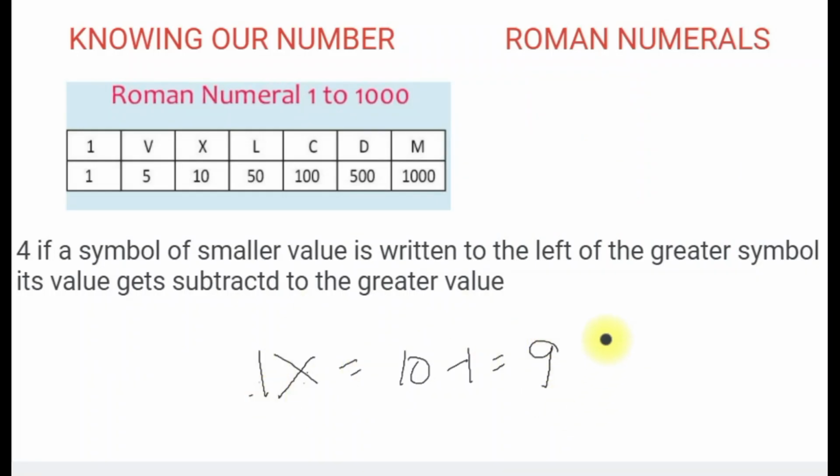So let us see some more numbers. If this 1 is written to the left of this 5, what will it become? It will become 5 minus 1, 4. So when a smaller symbol is written to the left of a greater symbol, the value is subtracted, right? If we write it on the right, the value is added. Like 1 at the right of 10 becomes 11. But if 1 is at the left of 10, it becomes 9. It is very simple.